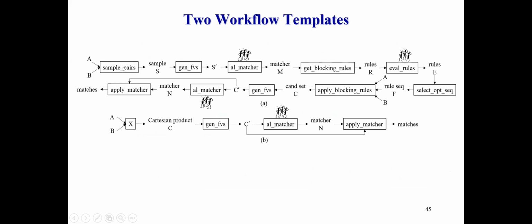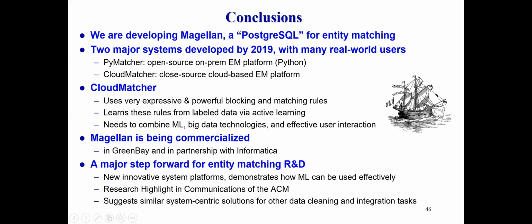So I take a sample, convert tuple pairs into feature vectors, do active learning to get a random forest, pull out the blocking rules, evaluate them, select an optimal rule sequence, apply them using Hadoop or Spark, then get the candidate set C, and then do the matching part, right? So basically, this is the high-level process. That wraps up my talk.